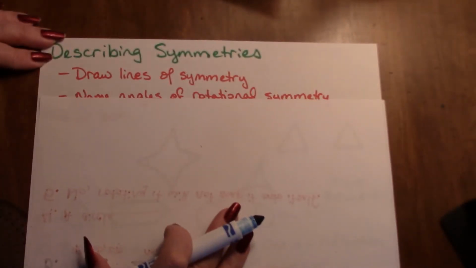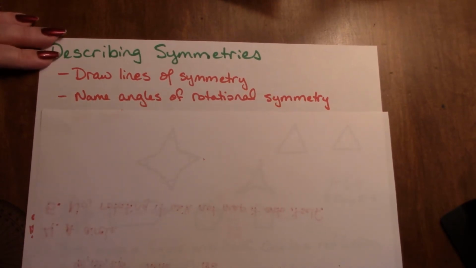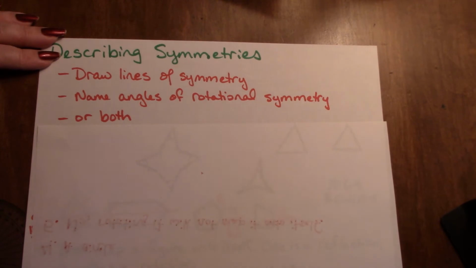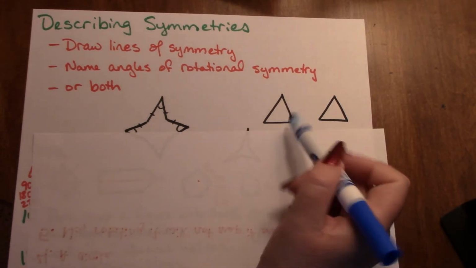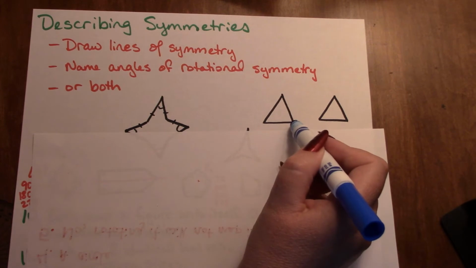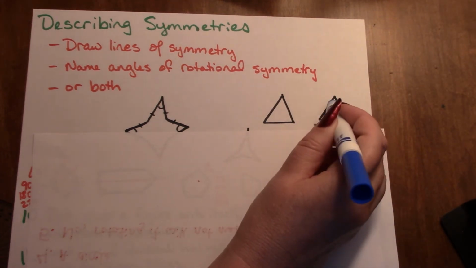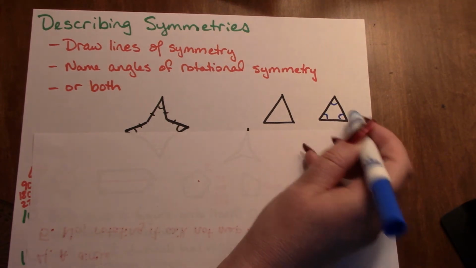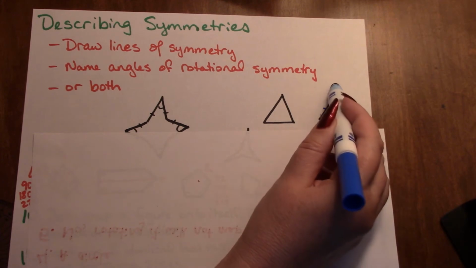And then we have describing symmetries, where we're given the shape and we're asked to either draw the lines of symmetry or name the angles of rotational symmetry, or both. So here, if you have a triangle, and this triangle is a little bit taller than it is wide, whereas this triangle has 3 identical angles and 3 identical sides. So this has line symmetry.